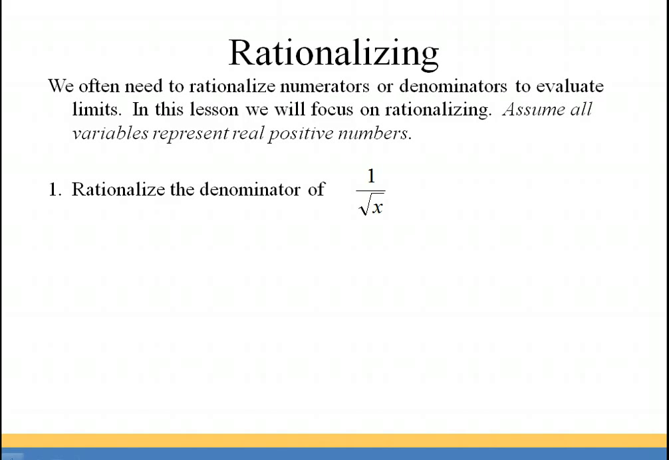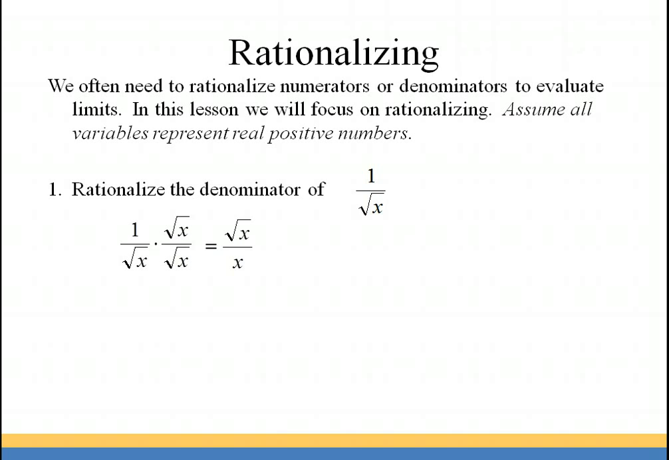Let's start off with this expression. We have 1 over the square root of x, and what we want to do is rationalize the denominator, or in other words, make a rational number in the denominator instead of a radical. And we can do that pretty easily by multiplying the numerator and the denominator by the square root of x. Then multiplying straight across, we get the square root of x over x.